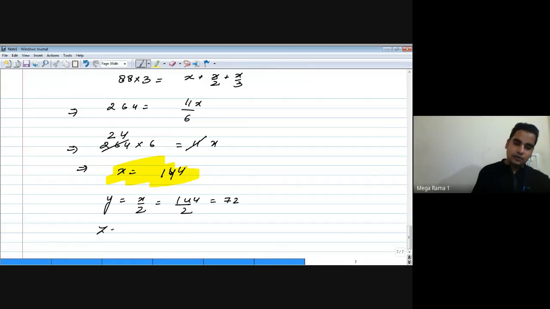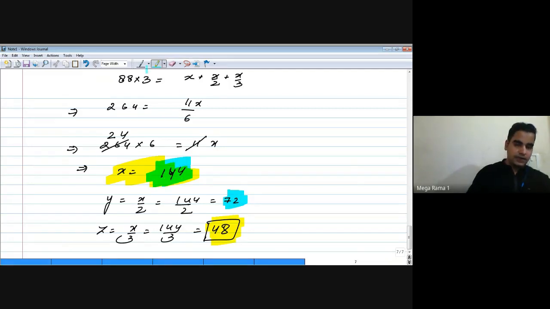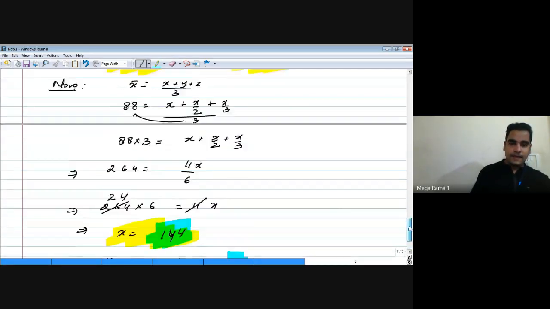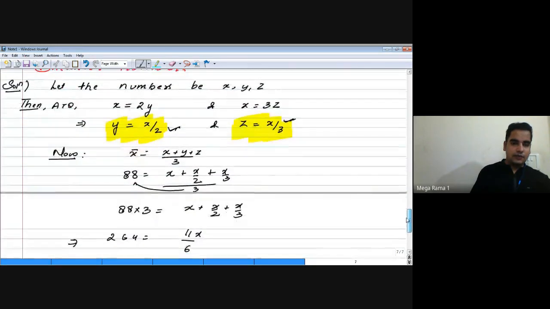And z is equal to x by 3, so that is equal to 144 by 3. So this is going to be 48. Okay. So the smallest number that we have is 48. Is that clear to everyone? And the three numbers that we have are 48, 72, and 144. Clear? Now you can note the solution. Then we will move to the next one.